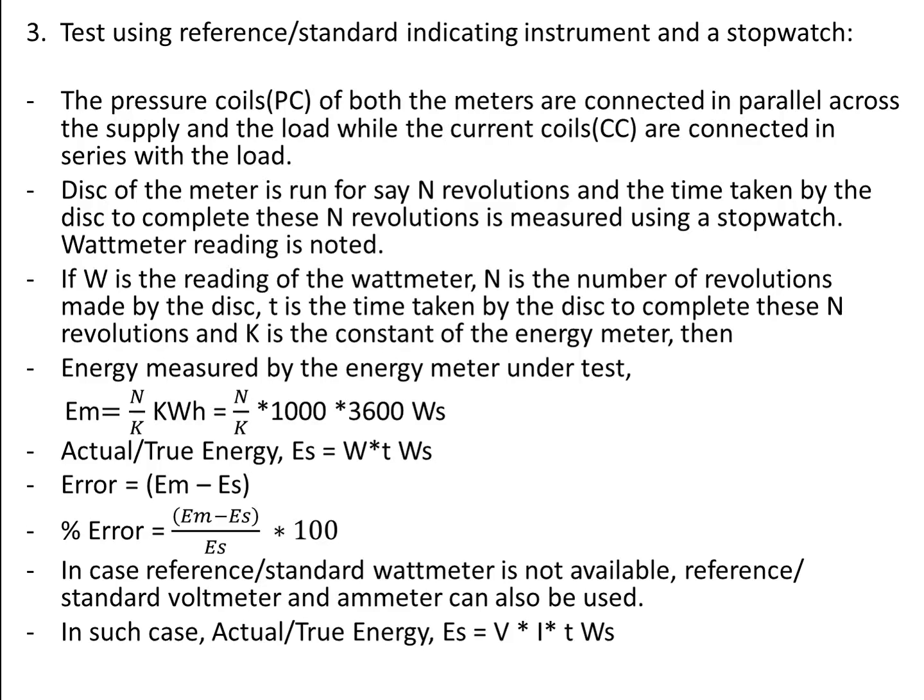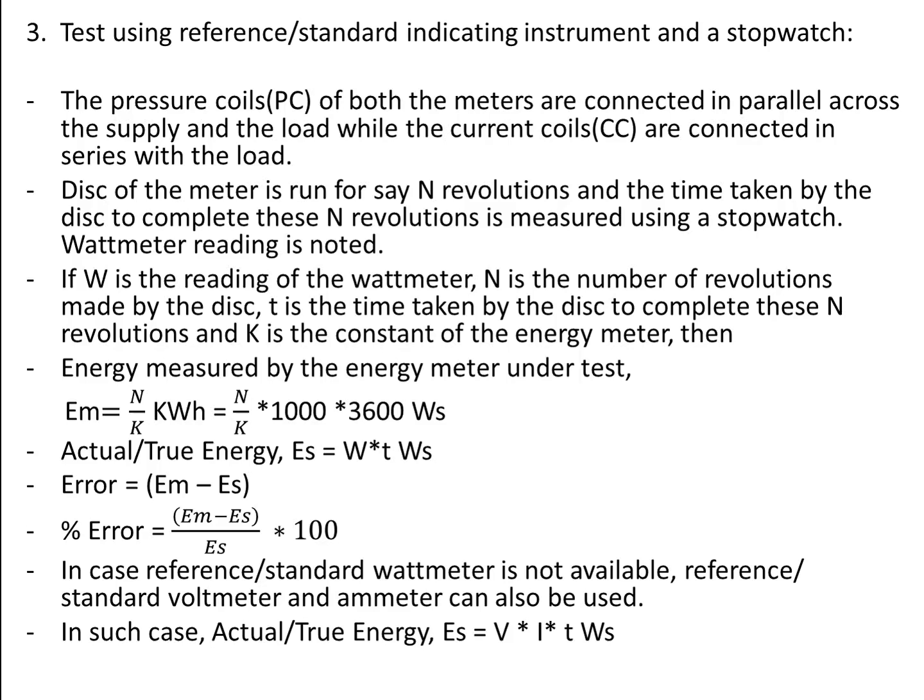Now actual or true energy will be Es equal to W multiplied by T. W is the reading of the wattmeter and T is the time as measured by the stopwatch. So error will be equal to Em minus Es. Percentage error will be equal to Em minus Es whole divided by Es multiplied by 100.